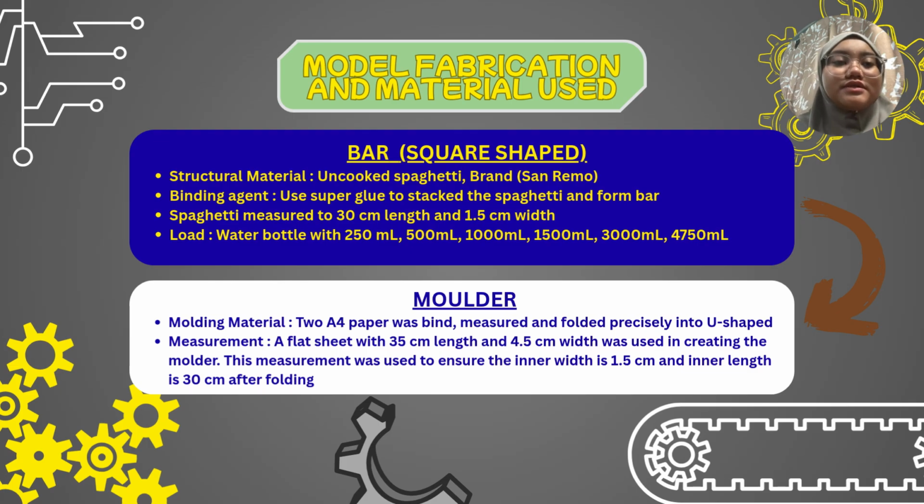Okay, for the molder, we use this material and the measurement. For the molding material, we use 2 A4 papers and bind them together to make it thicker. In order to fold it precisely into a U shape, we measure a flat sheet with 35 centimeter length and 4.5 centimeter width to create the molder. We use a bit larger measurement to ensure the inner width is 1.5 centimeter and the inner length is 30 centimeter after folding it into a U shape. So now we proceed with the video to get a proper understanding.